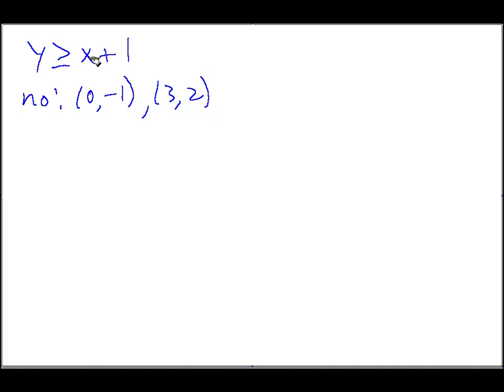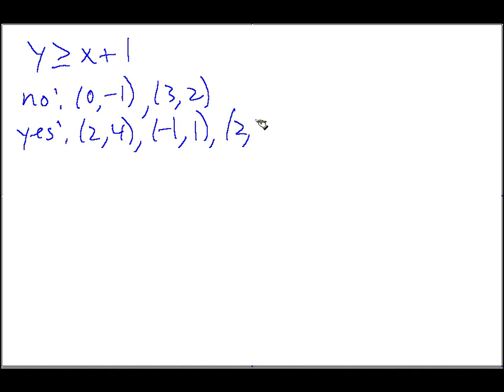Let me write the inequality again. It was y greater than or equal to x plus 1 in the previous screen. And we found 2 points that did not satisfy this inequality. So in the no category, it was 0, negative 1, which didn't satisfy it, and 3, 2 did not satisfy this inequality. In the yes category, it was 2, 4, and negative 1, 1. Also, it was 2, 3 as well.